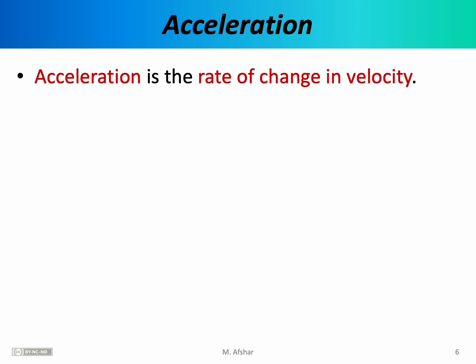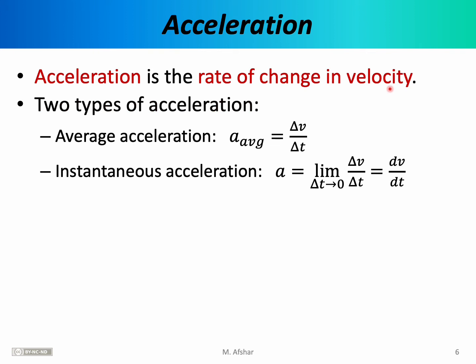And often we want to know the rate at which the velocity or the speed is changing. It turns out the name of that quantity is acceleration. Acceleration gives you the rate of change in velocity. Acceleration tells you how fast or how quickly the velocity of an object is changing. Just as there were average velocity and instantaneous velocity, we have two kinds of acceleration, average acceleration and instantaneous acceleration.